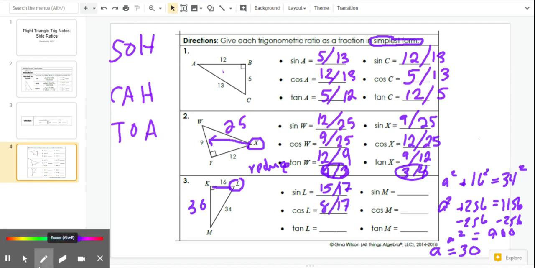All right, and tangent of L. So tangent is opposite over adjacent. So opposite of L is 30. Adjacent to L is 16. If we reduce that, we reduce it by 2 again. Divide each by 2, and you get 15 over 8.